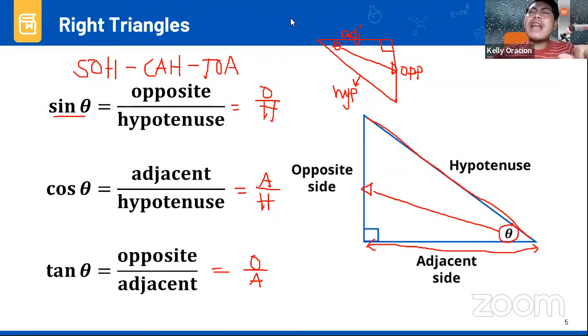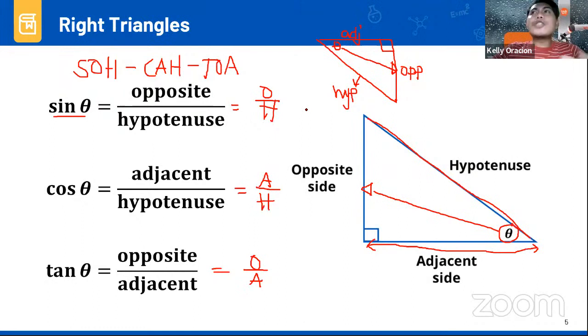Kaya nga, it is very important na alam ninyo yung placing ng angle at saka yung side. Anong tawag na side na dyan? Kasi in order for you to solve these 6 trigonometric ratios, dapat alam mo yung exact value ng opposite at saka yung adjacent or the hypotenuse. Depende ano yung side yung given.